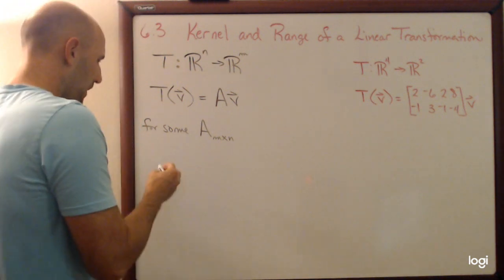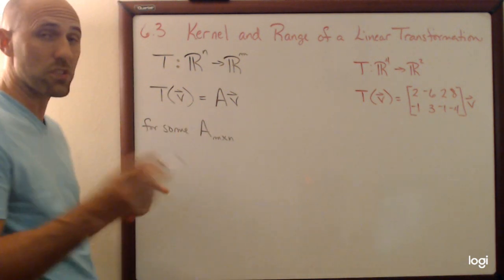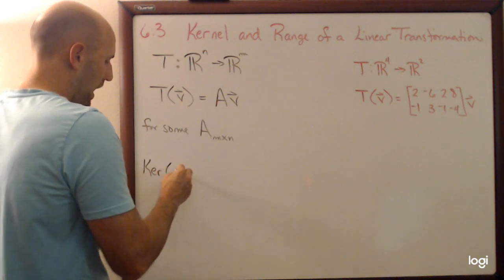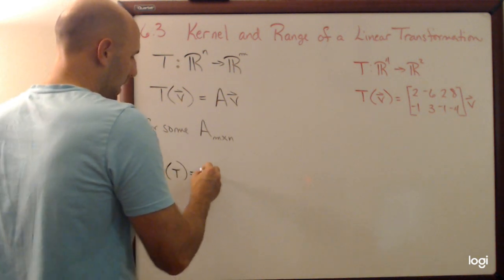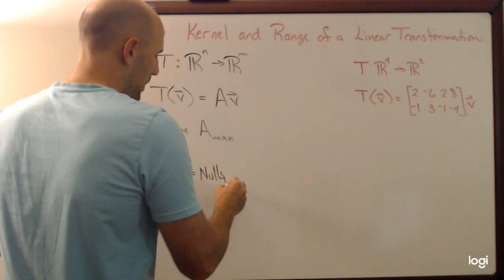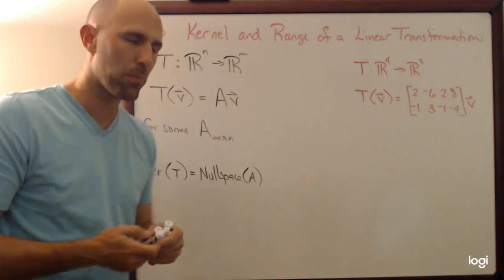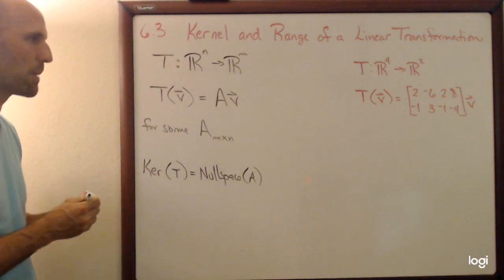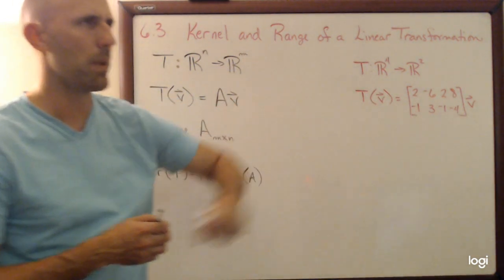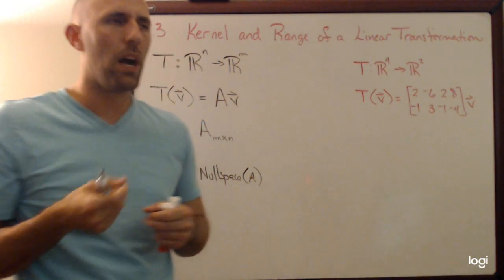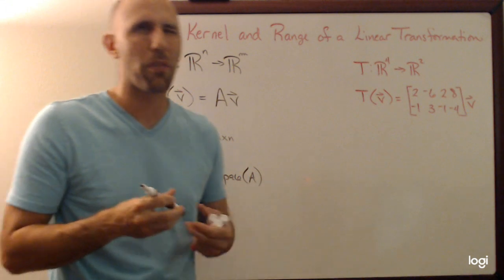So for these types of linear transformations, they're the same. In this particular case, the kernel of T is equal to the null space of A. And we know how to find null spaces from some of our previous examples. I'm going to work this one out in a bit. Okay, well, what about the range? The range may be a little bit harder to think about.